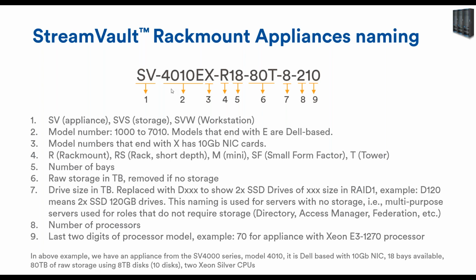So just to finish here, in the above example, we see that we have an SV4000 series. So the model is a 4010. It's a Dell system with a 10 gigabit NIC card. Like I was saying, it's also going to have 32 gigs of RAM and dual processor, as we can see from the last number. So 18 bays available, but we're only using 10 8 terabyte disks, and it's going to be dual Xeon Silver CPUs.